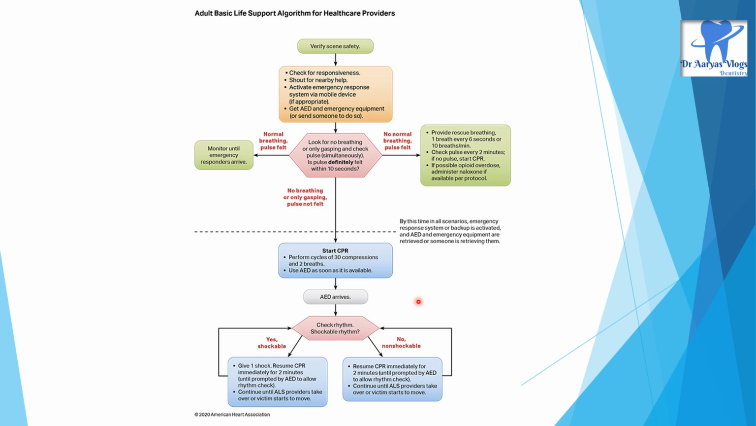So, when the AED arrives, check the rhythm for a shockable rhythm. If it is shockable, then give 1 shock. Resume CPR immediately for 2 minutes until prompted by the AED to allow a rhythm check. Continue until ALS providers take over or the victim starts to move. If it is non-shockable, resume CPR immediately for 2 minutes. Continue until ALS providers take over or the victim starts to move. Okay.